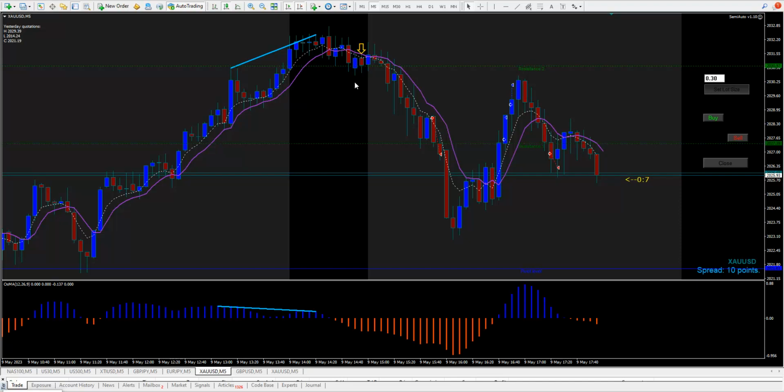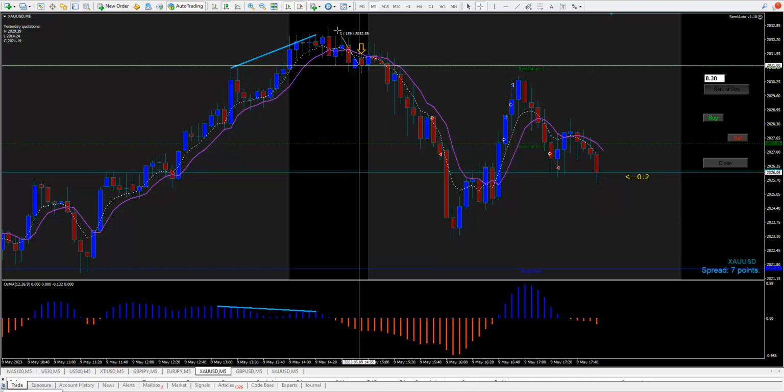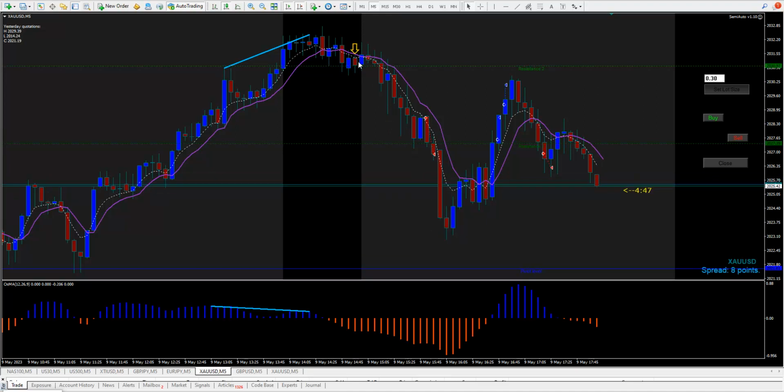Okay, so you would have got short right there. Stop would have been about 23 pips or so up here. And down we go. Down, down, down. 80 points to the bottom, ladies and gentlemen. That was a beautiful trade today, right from the open of the U.S. session. Okay? So anyway, one more setup. Let me show you. Just one more.